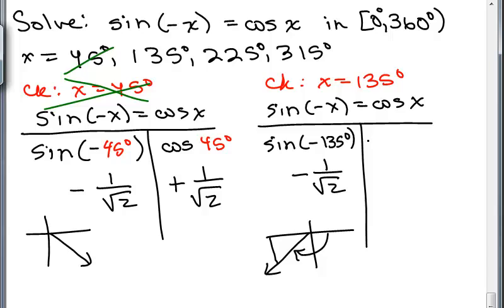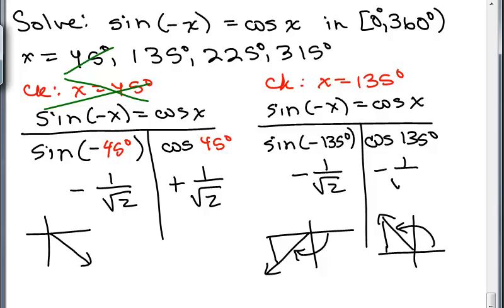Okay. Now let's plug in 135 for x on the right hand side. Cosine of 135 degrees. All right, let's look at that picture. That's over in quadrant 2. Right? And in this quadrant is where the cosine is negative, and so it does end up being negative 1 over square root of 2. So yes, this one is a solution. Okay, that one checked out.